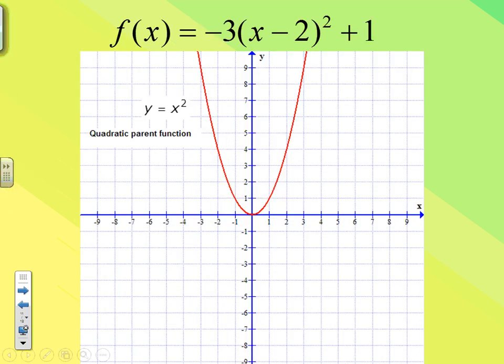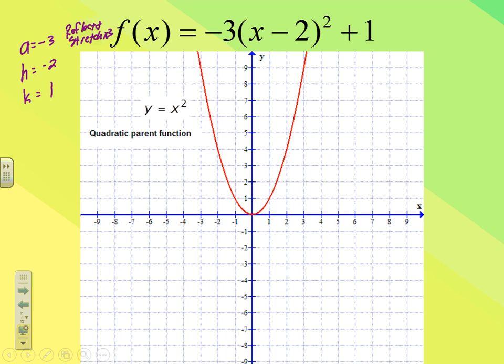So last one here, last but not least, this is going to incorporate several transformations at the same time. So here, the A transformation, that is a -3. The H transformation is a -2, and the K transformation is a +1. So that -3 says, well, do 2 things. Reflect it and stretch it by a factor of 3.